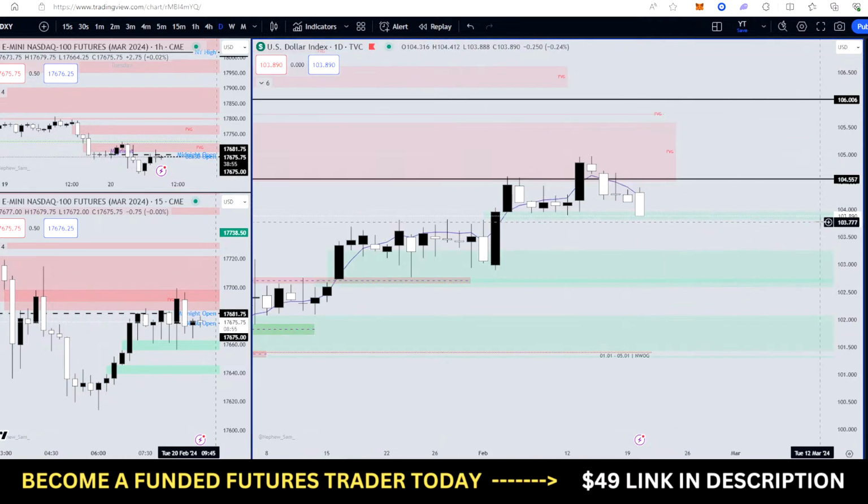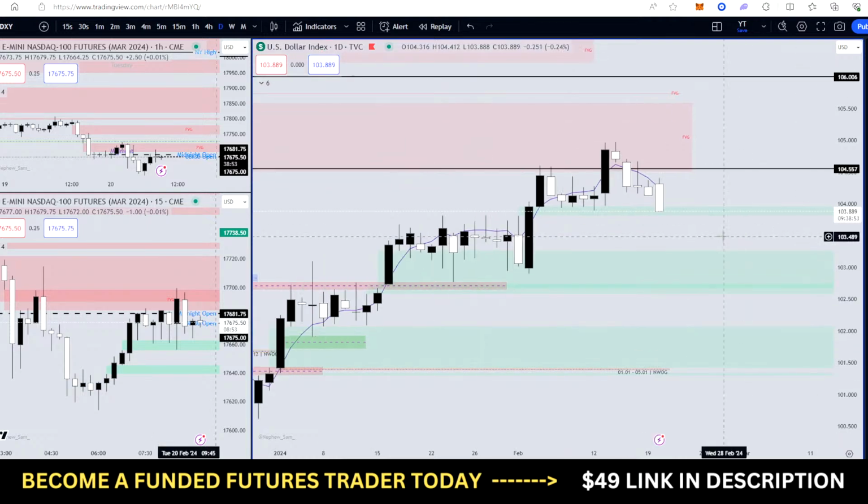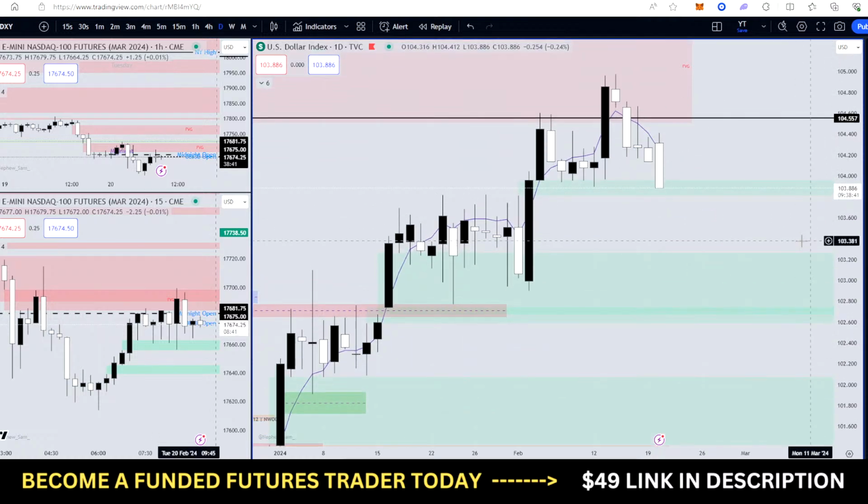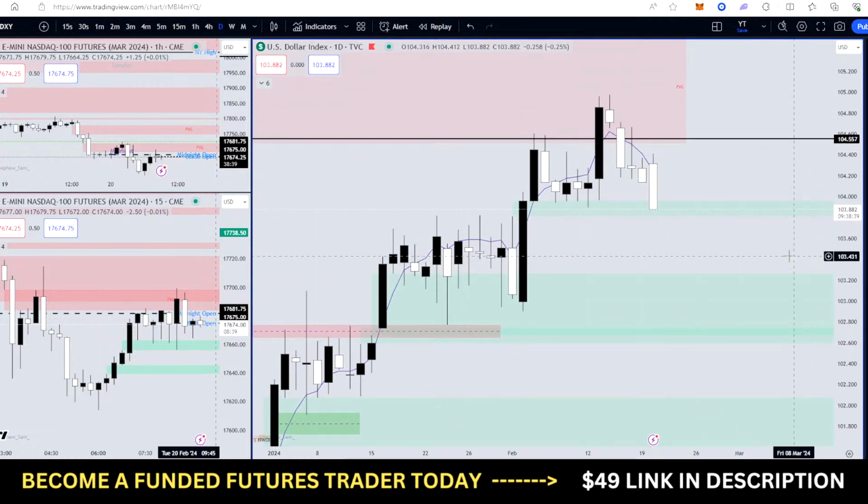So if we drop down to the daily, we can see that over the past 2 weeks or so, this is probably the lowest we've been. We're sweeping lows from right here, this little point here. We're inside of a fair value gap right at the 50%. So it's an interesting level that the dollar is trading at right now. We'll keep paying attention to what's happening here.